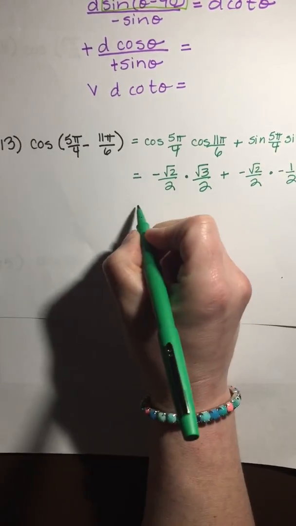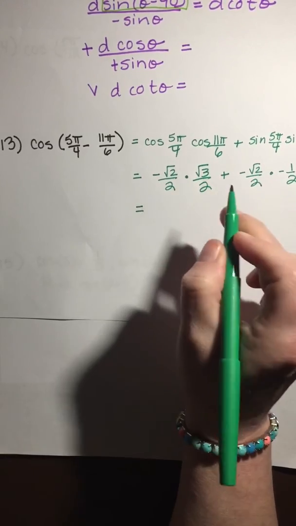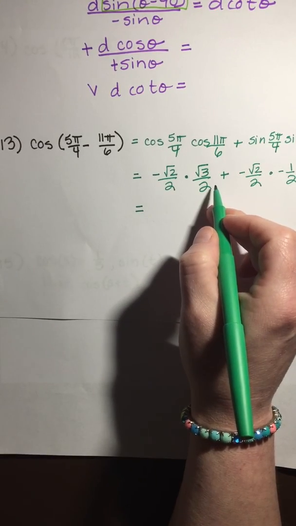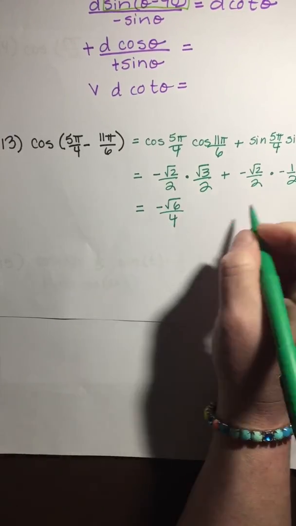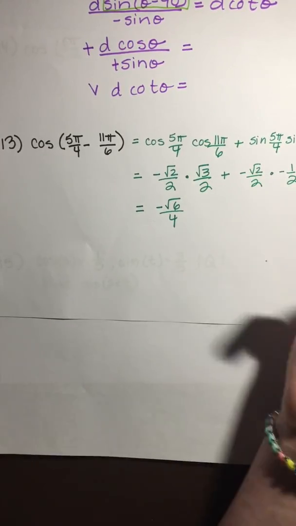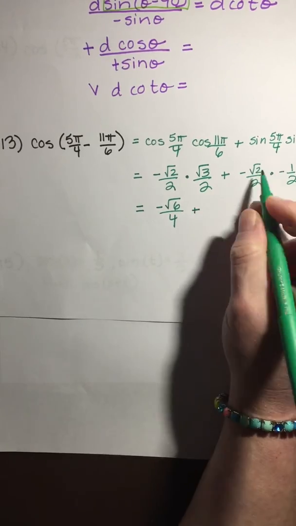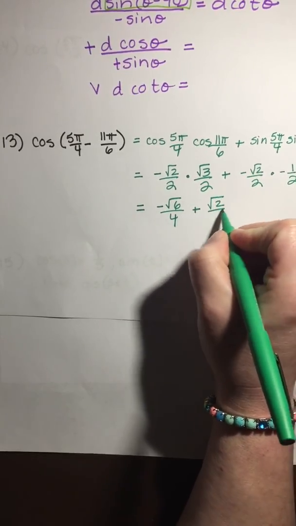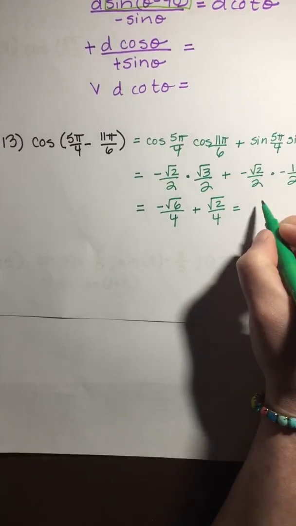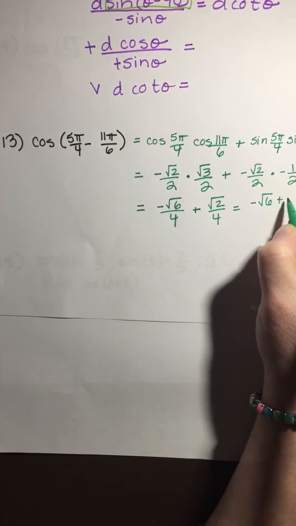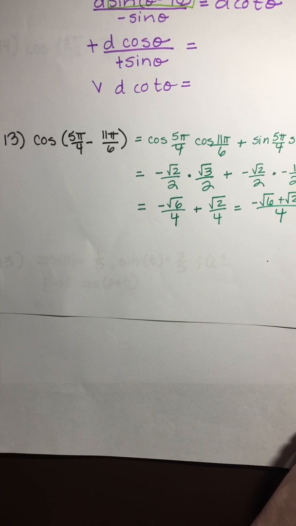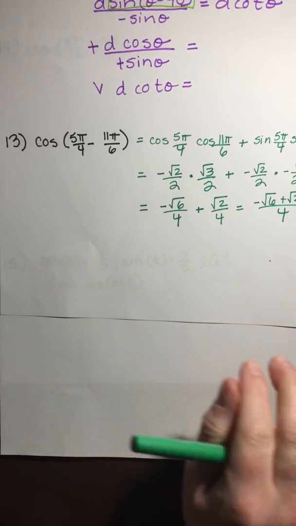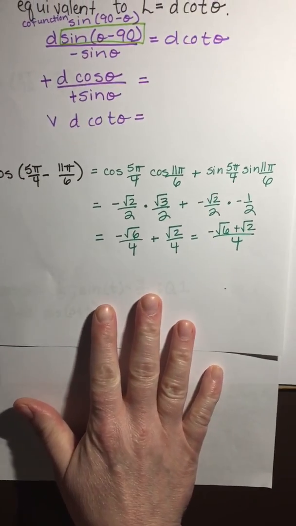And we just want to clean it up a little bit. So negative square root of 2 times the square root of 3 would be negative the square root of 6 over 4. 2 times 2 is 4. And then negative, negative, that's going to come out to be a positive. The square root of 2 times 1 is the square root of 2 over 4. So that's negative the square root of 6 plus the square root of 2 over 4. All right, let's move on to the next one. Let me scoot this over, I'm sorry about that.